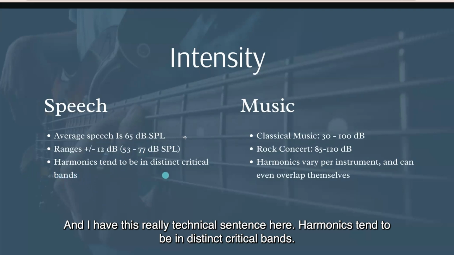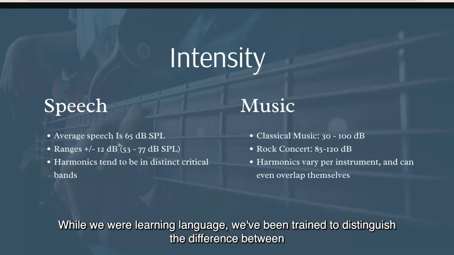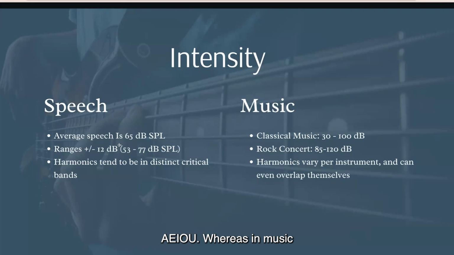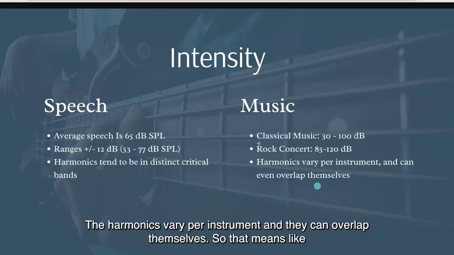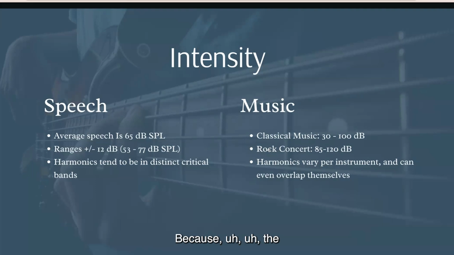And I have this really technical sentence here. Harmonics tend to be in distinct critical bands, and so really that just means that, let's say, your vowels don't really overlap. The harmonics are very distinct. So A, E, I, O, U is very different. You can tell because while we were learning language, we've been trained to distinguish the difference between A, E, I, O, U. Whereas in music, the harmonics vary per instrument and they can overlap themselves. So if I play a C, D, E on the piano next to each other, unless you have perfect pitch, you might not tell which one is C, D, E, because the harmonics overlap each other.